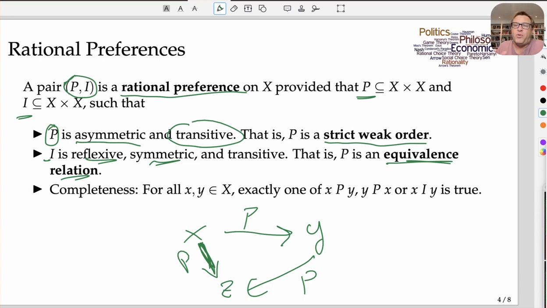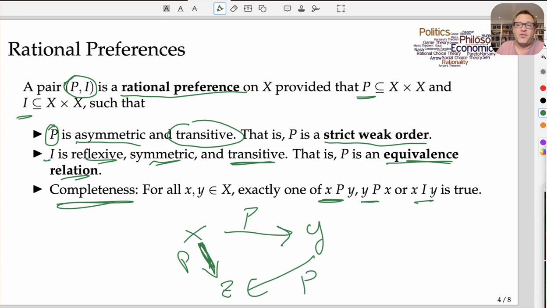Now, you might be wondering, why don't I include N, the non-comparability relation, in the rational preferences? Well, that's because we assumed the second key property, which is completeness. So the two key properties are transitivity and completeness. Completeness says, for any elements x and y, exactly one of these three properties holds. Either you strictly prefer x to y, you strictly prefer y to x, or you're indifferent between x and y. So exactly one of those three properties must hold.